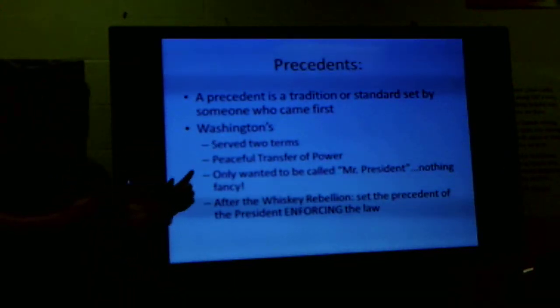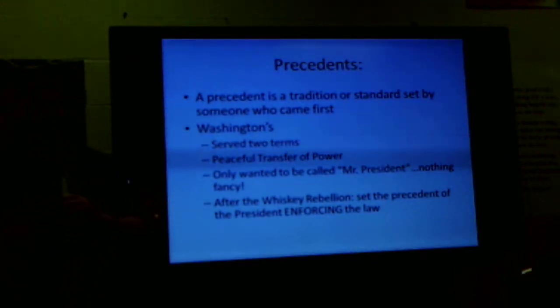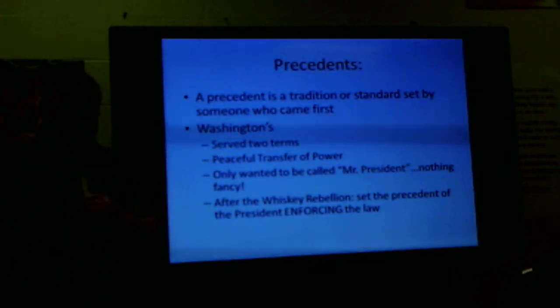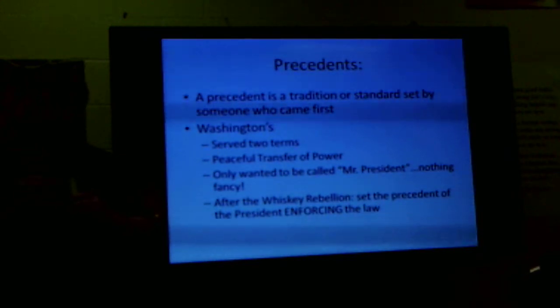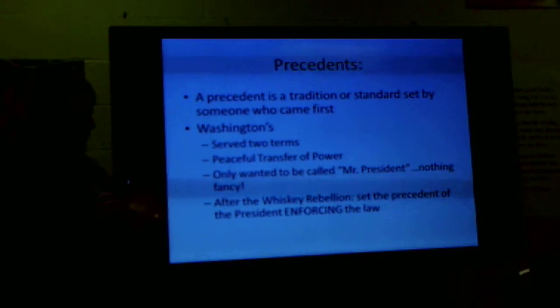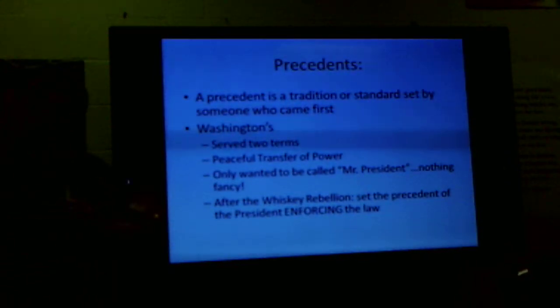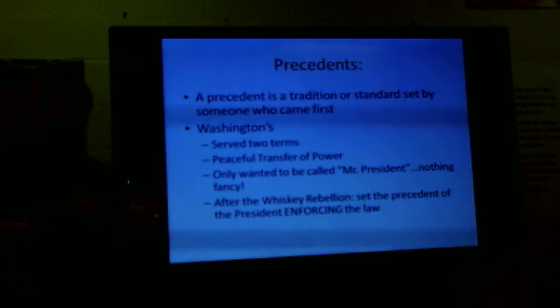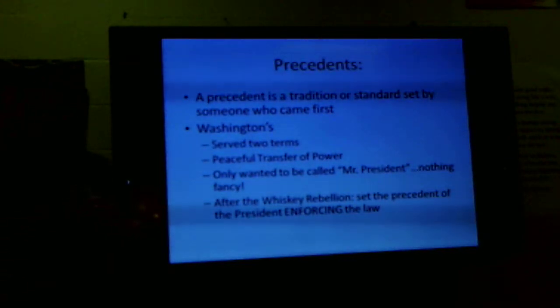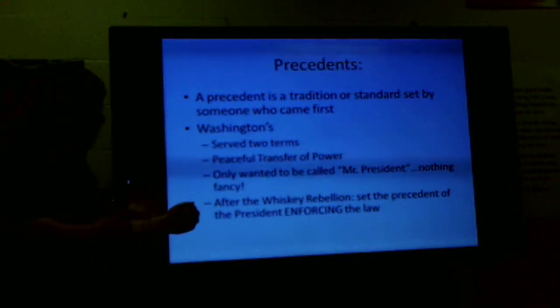Washington set several precedents. First of all, he only served 2 terms. At the time, there was no law saying that you could only serve 2 terms. That comes later with the 22nd Amendment to the United States Constitution, okay? But he served 2 terms. Each term is 4 years each, and then he voluntarily went back home, okay? He did not want to continue to keep power for all of that time.